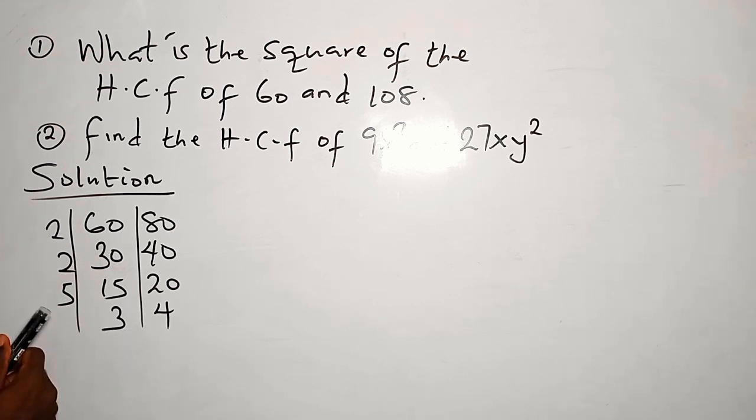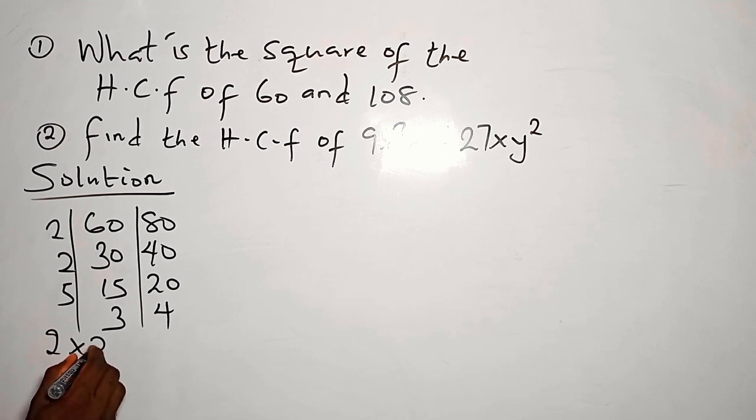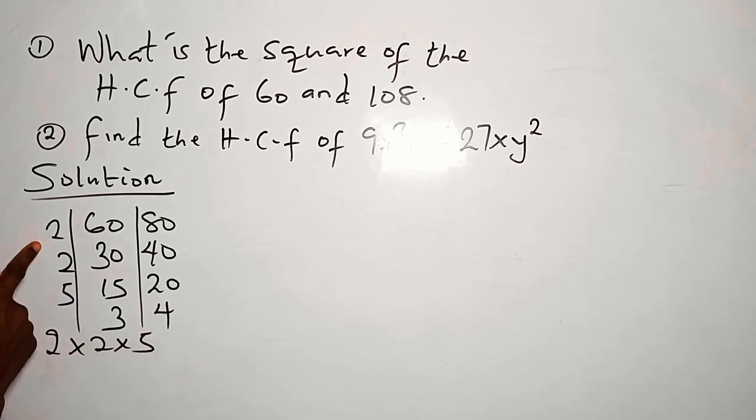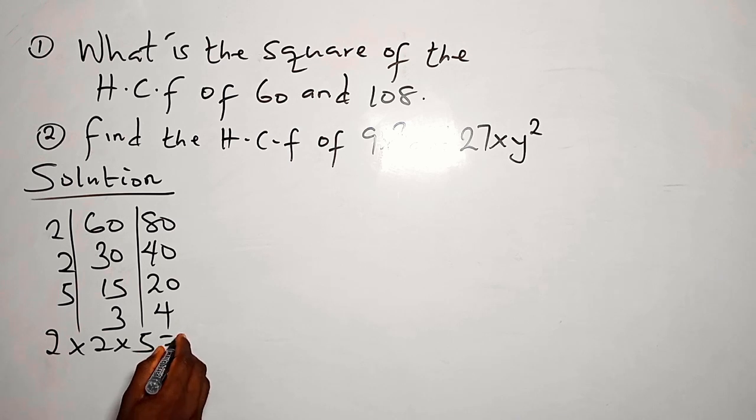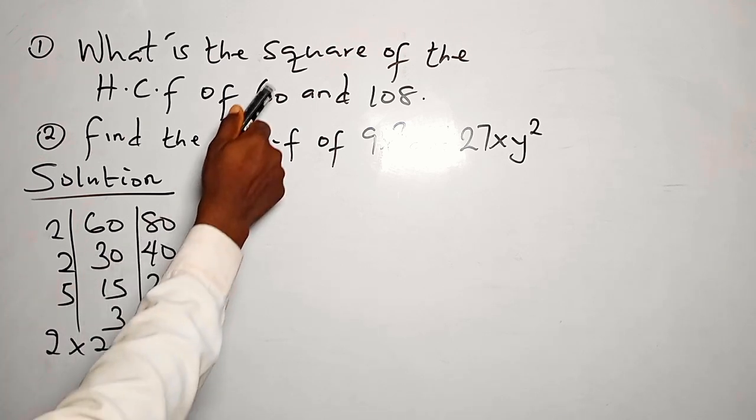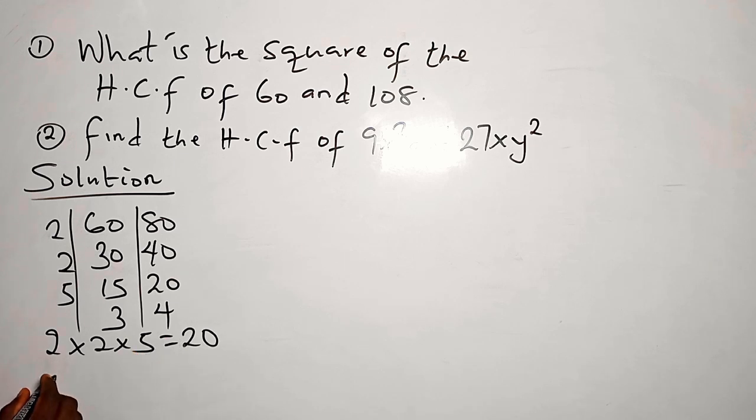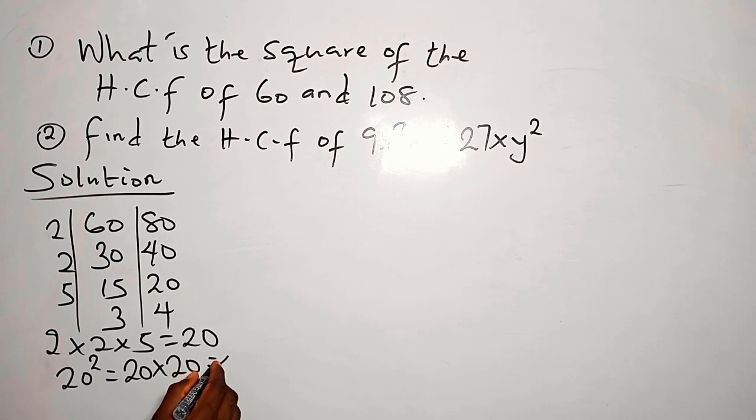So we have to multiply 2 times 2 times 3, which are the prime numbers. 2 times 2 is 4. 4 times 3 gives 12. So we have to look for the square of our result. So for 12 squared, which is 12 times 12, we have this to be 144.